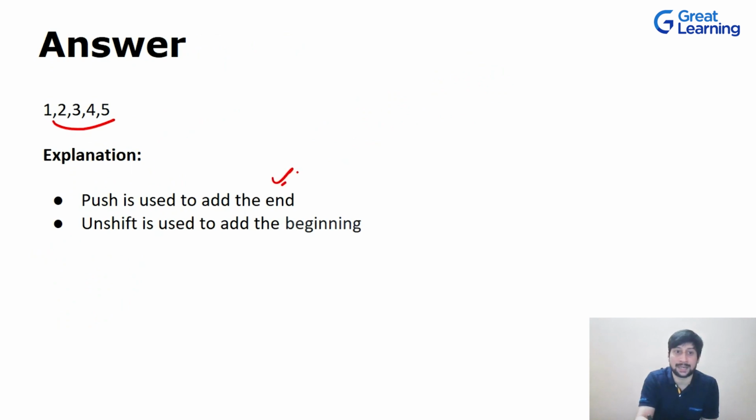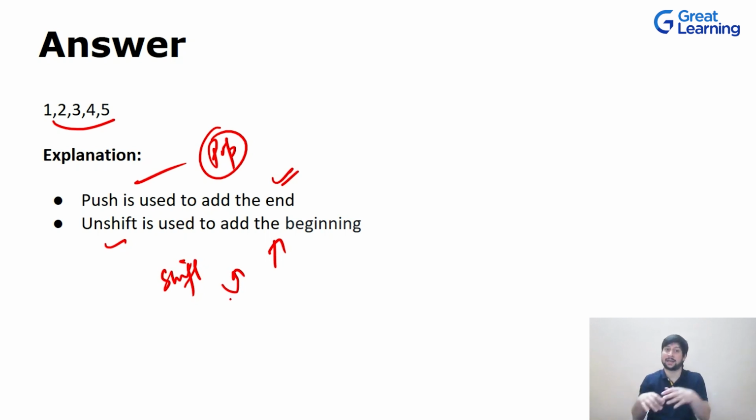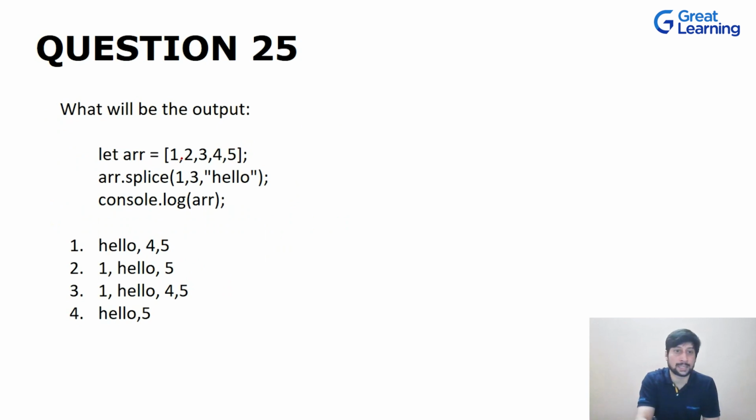Push adds the element at the end, unshift adds the element at the beginning and vice versa. Pop deletes the element at the end and shift deletes the element from the beginning. So push and pop for the end, and unshift and shift for the beginning. Now let's move on to the next question.